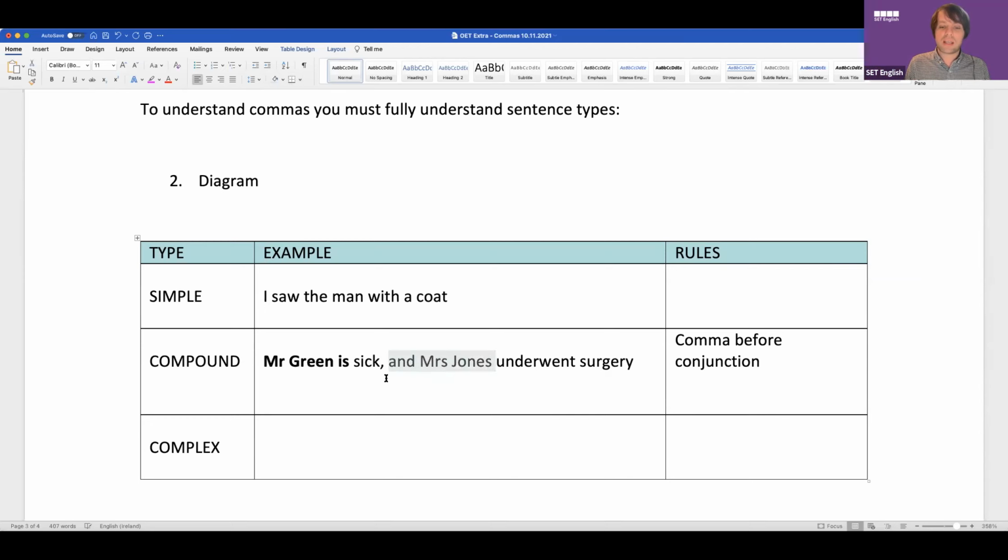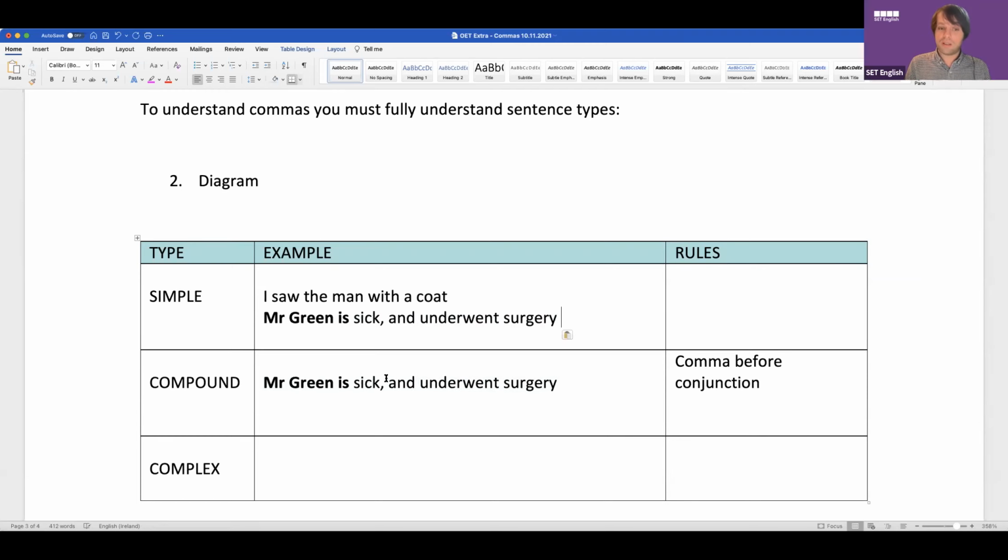Mrs. Green is sick and underwent surgery. Should I have a comma now? No. Why? Because Mrs. Green, you can think of that as like a simple sentence, right? There's only one subject. So there's no comma required.